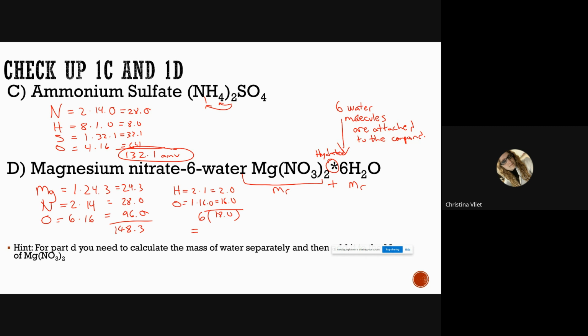Or you could just distribute the 6 and have 12 hydrogens and 6 oxygens. It'll work out the same. Just make sure you consider the fact that there's 6 of them. 6 times 18 is 108. So the mass of my magnesium nitrate is 148.3. The mass of my water is 108. Add the 2 together, and you get what? I get 256.3. Hakeem, is that what you got earlier? Yes. You got the process. And this would be in AMU because we haven't gotten the moles yet.